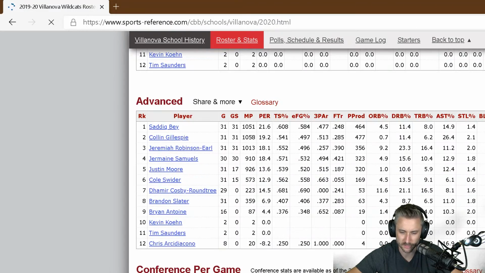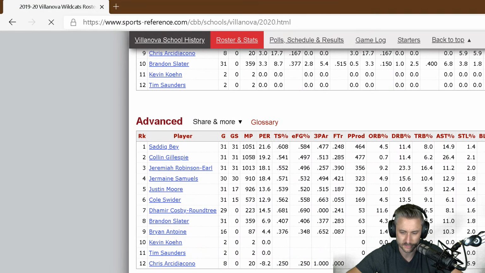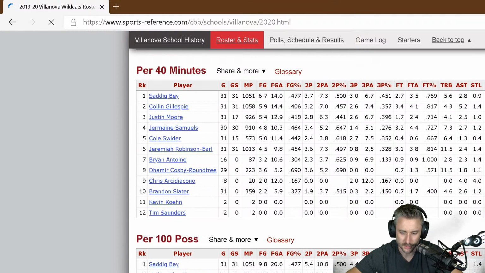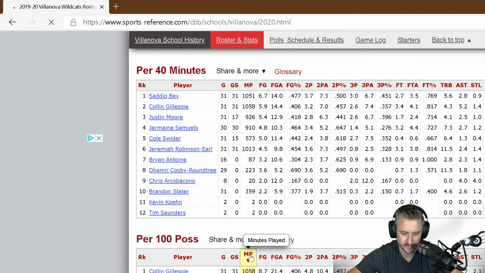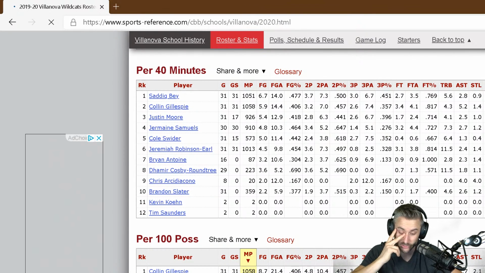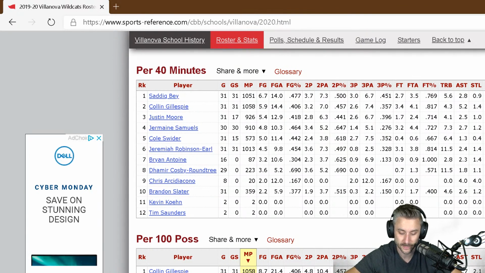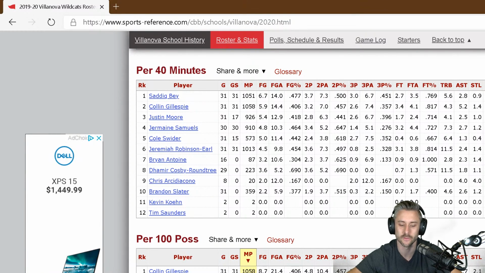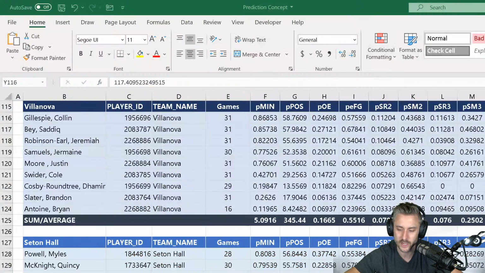Advanced. I'm looking for defensive rating. So I'm going to sort it by minutes. Yeah, the higher defensive ratings are the guys who play the most, it looks like. I don't know if that's how it's supposed to be. Like I said, it might be miscalculated like the offensive rating was, but just stay with me here.